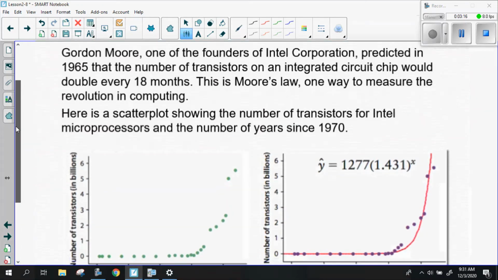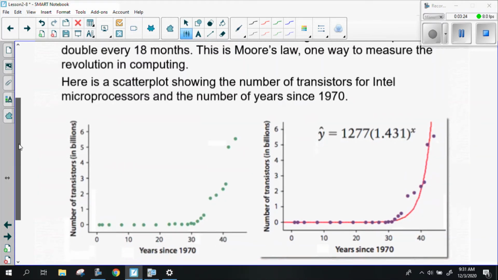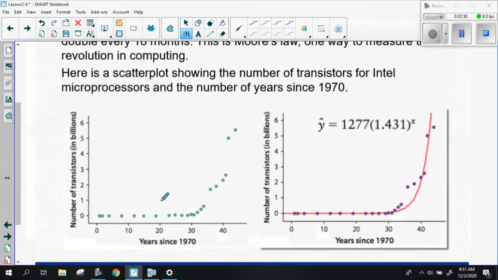Okay, so here we go. It looks like we've got some data from Intel looking at years since 1970 and number of transistors. And you can see this is definitely an exponential model. The way that we'll identify an exponential model is you'll see that there will be this relationship where it stays flat, and then all of a sudden it's going to just increase really, really quick. And that's what we're looking for if we're going to identify something as an exponential model.